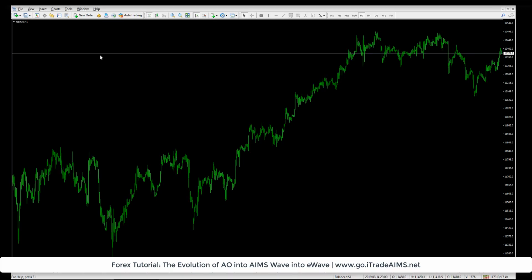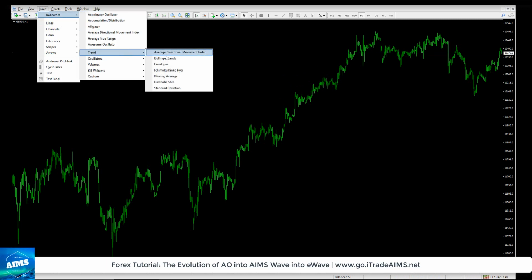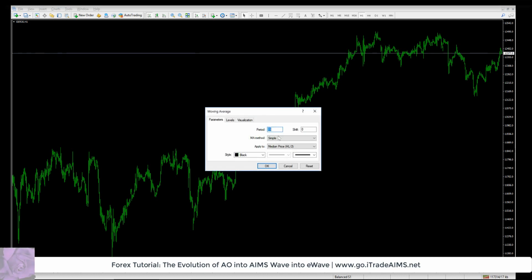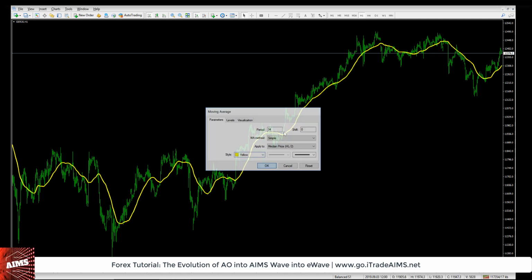So we're going to do a little exercise. We know that the AO is made of 2 simple moving averages. So what I'm going to do is enter the 34 simple moving average. I'm going to color it yellow. It's simple and median price, high plus low divided by 2. And I'll show you what it means.